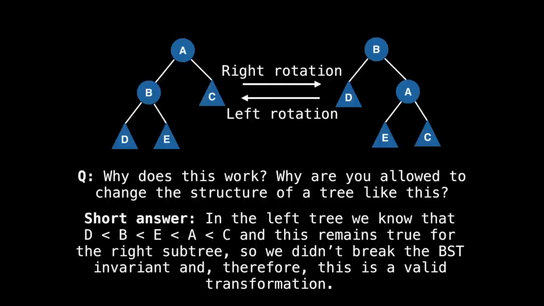But what I've realized since is that a transformation like this is totally legitimate, since we're not breaking the binary search tree invariant in any way. If you inspect the left tree, you'll discover that in terms of ordering and placement, node D is less than node B is less than E is less than A is less than C. Then you inspect the right tree and remark that, well, this is also true.